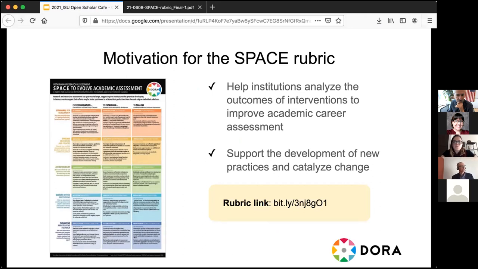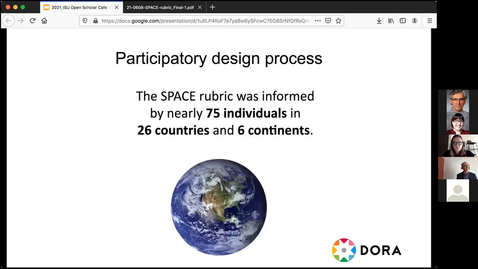And we had the rubric developed with a bunch of folks. So 75 individuals in 26 countries and 6 continents. And then we had it piloted by 7 individuals at universities who occupied different roles. So one was a dean. We had a graduate student look at it. We also had pre-tenure faculty, policymakers and research makers within the university look at it.